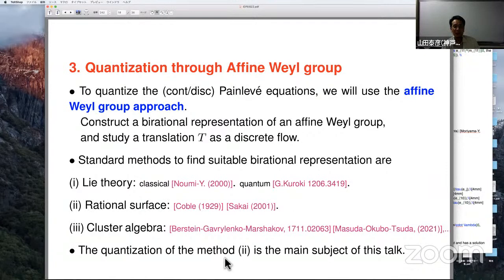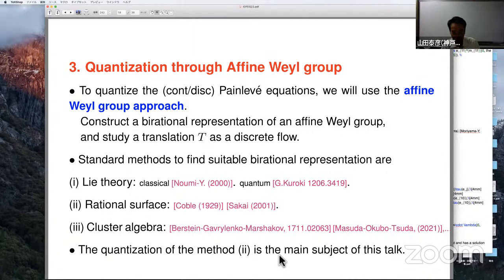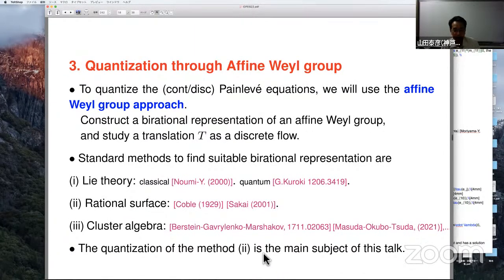And so we want to quantize Sakai's approach, and in particular the E8 case, that is the main subject of this talk.